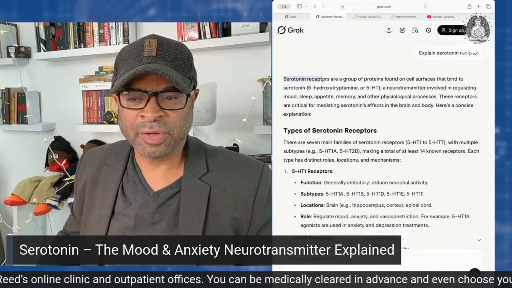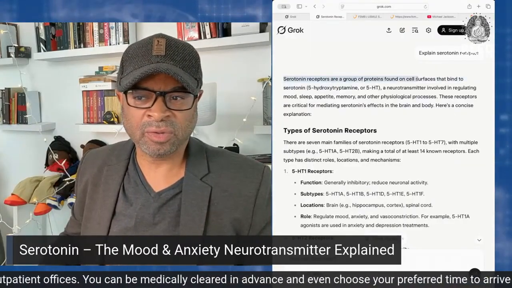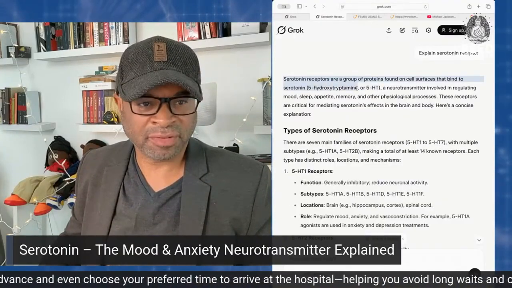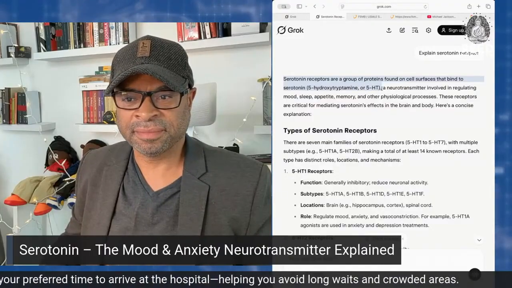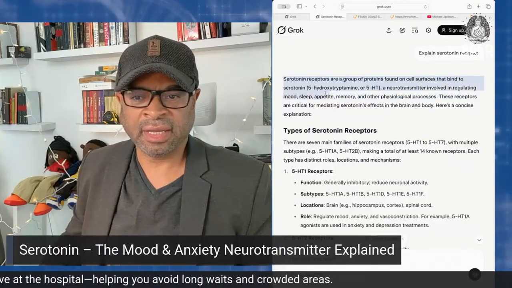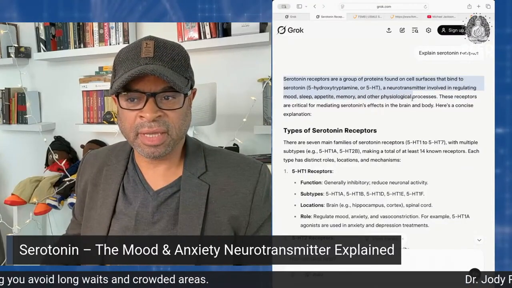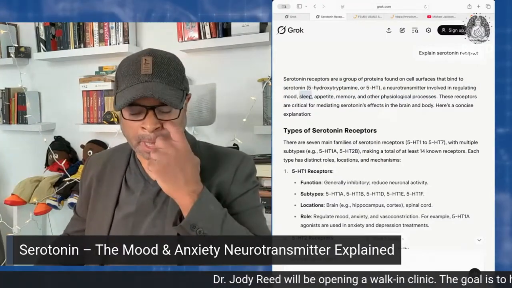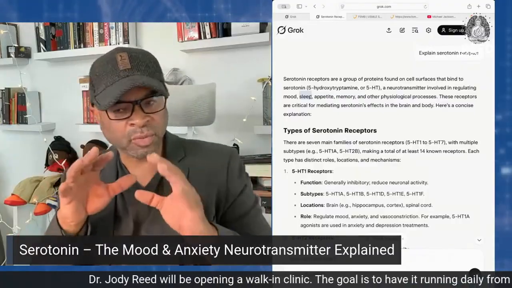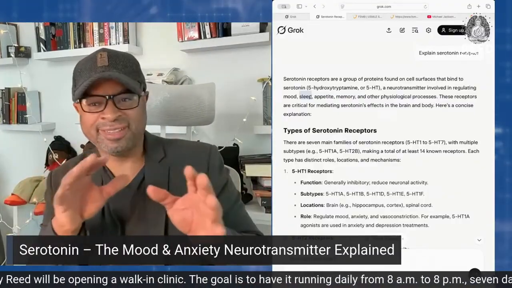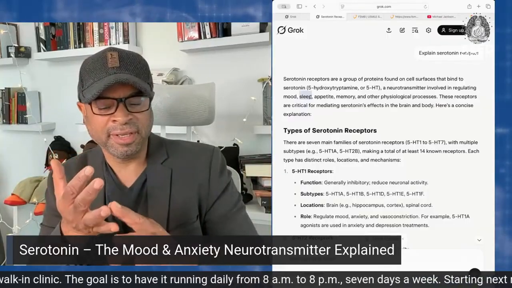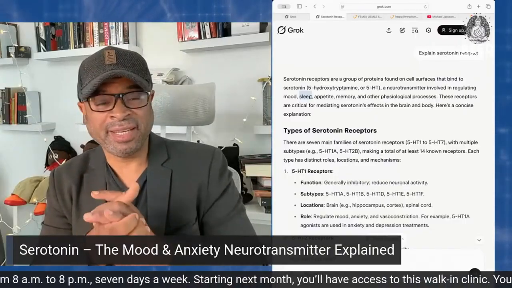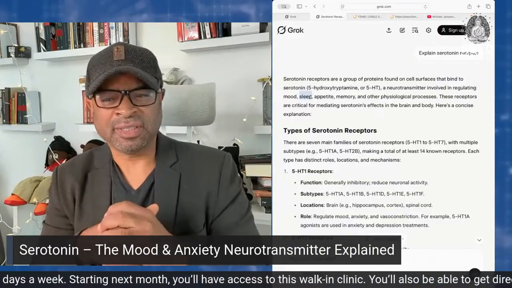Serotonin receptors are a group of proteins found on cell surfaces that bind to serotonin, right? Serotonin is 5-hydroxytryptamine, or 5-HT, a neurotransmitter involved in regulating mood, sleep, appetite, memory, and other physiological processes. Remember appetite. So these receptors are responsible for these domains of function: mood, sleep, appetite, memory, and other physiological processes like weight gain, energy level, interest, and things like that.